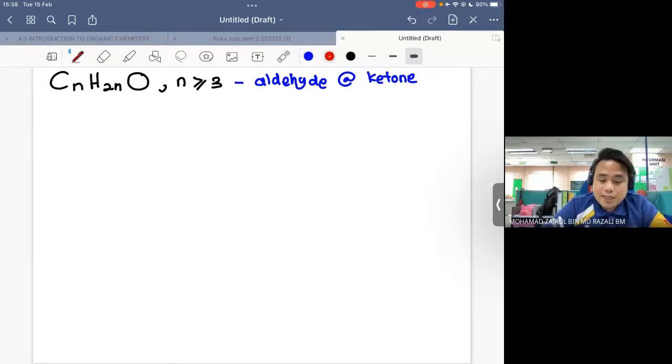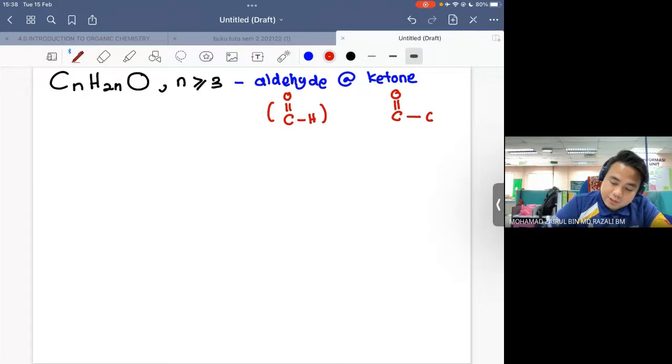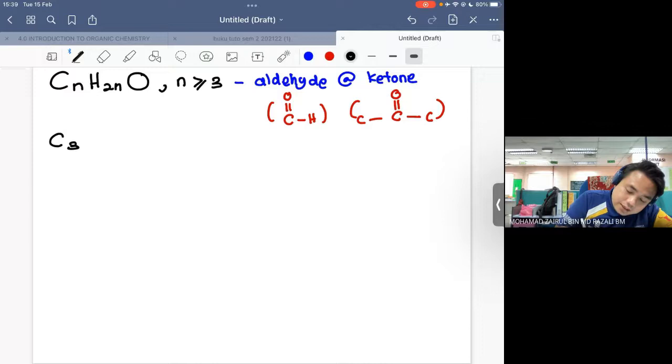If the compound is an aldehyde, dekat C double bond O itu mesti ada satu hydrogen. Tapi beza dengan ketone. Dekat ketone, dekat kedua-dua side C double bond O tu akan ada carbon. Itu beza dia, aldehyde dengan ketone. Okay, so sekarang ini kalau saya try to draw molecule structure yang ada molecular formula C3H6O. Okay, so kita try draw yang aldehyde dulu, draw 3 carbon.